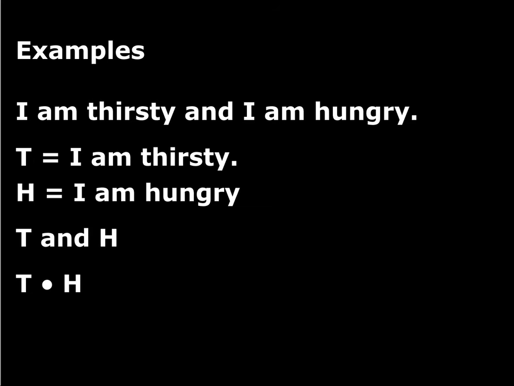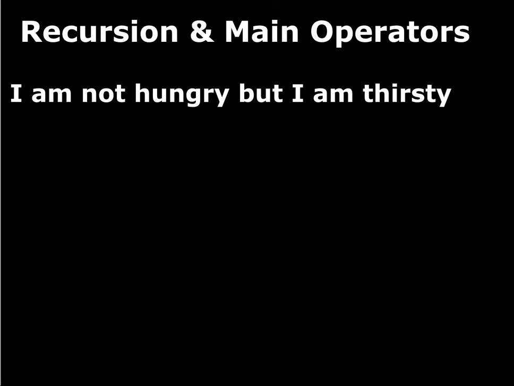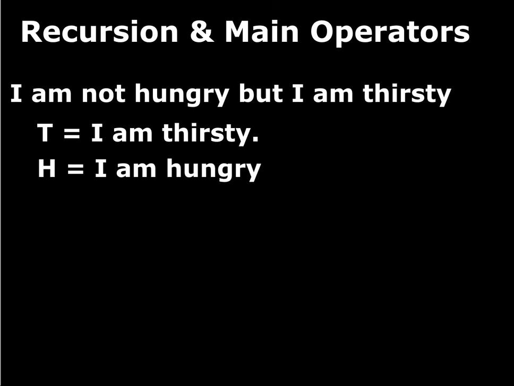Now let's do some recursion. I am not hungry, but I am thirsty. What are the atomic statements? Well, they're the same as last time: I am thirsty and I am hungry. Those are the two atomic statements involved. So now I'm going to rewrite the original statement, plugging in T and H for the statements they stand for, and I'll get not H, but T. Remember, but is conjunction. Not is negation. So this is going to be a tilde and that's going to be a dot. Tilde H dot T.